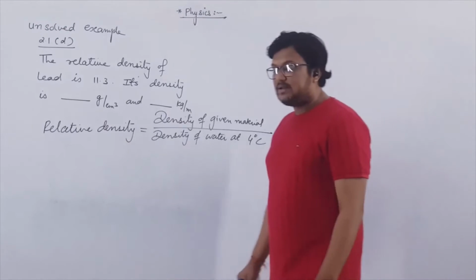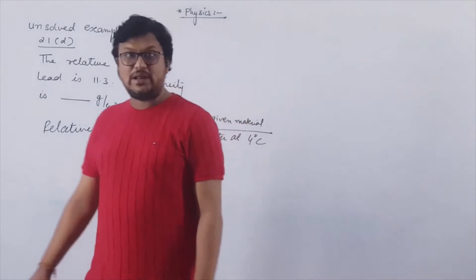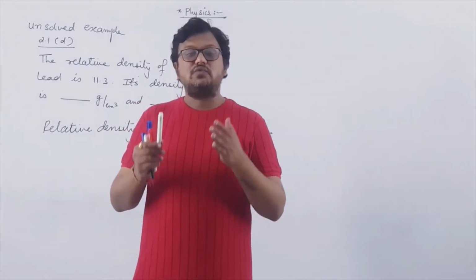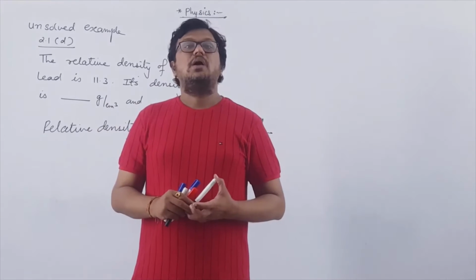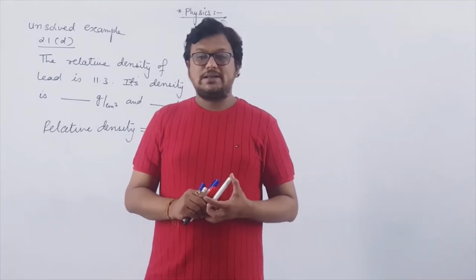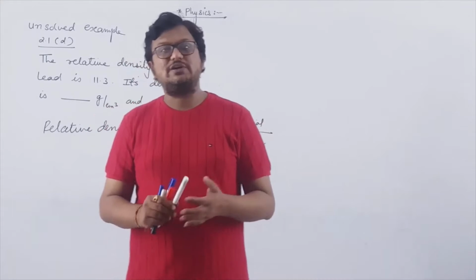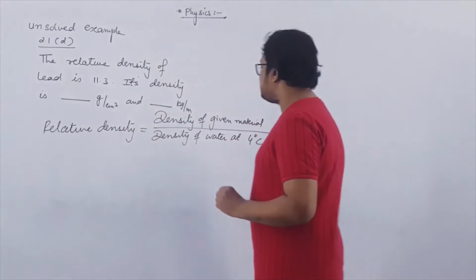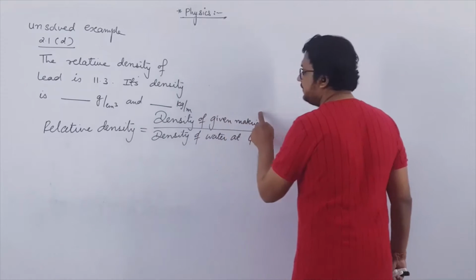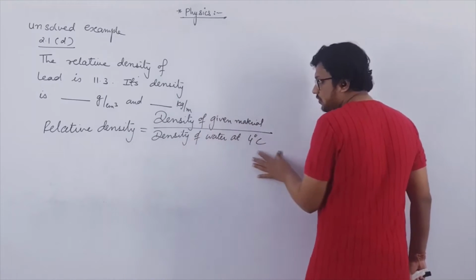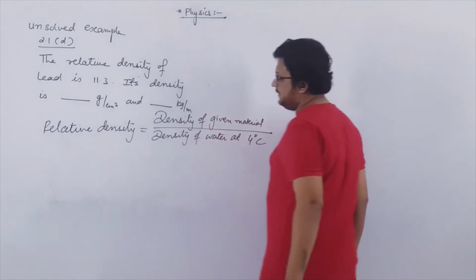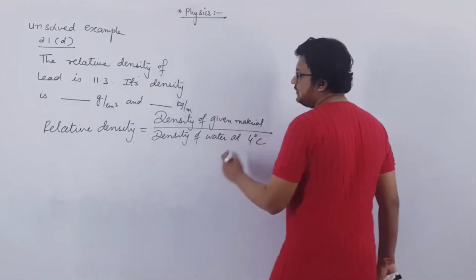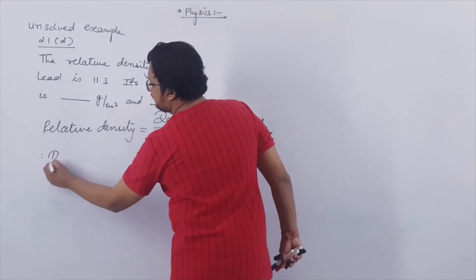Now you may think that the density of water will change with temperature. Of course, the density of water will keep on changing, and in fact there is one more interesting concept about water, that is the anomalous expansion of water, which we will discuss later on. That is a very interesting topic, but we are not going to discuss it now. So the density of a given material to the density of water at 4 degrees Celsius is known as relative density.